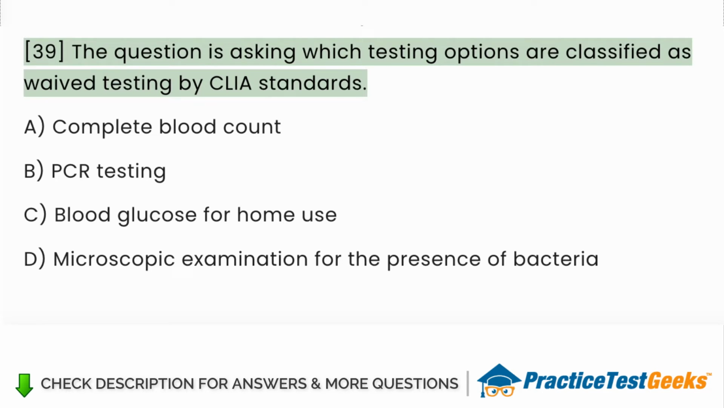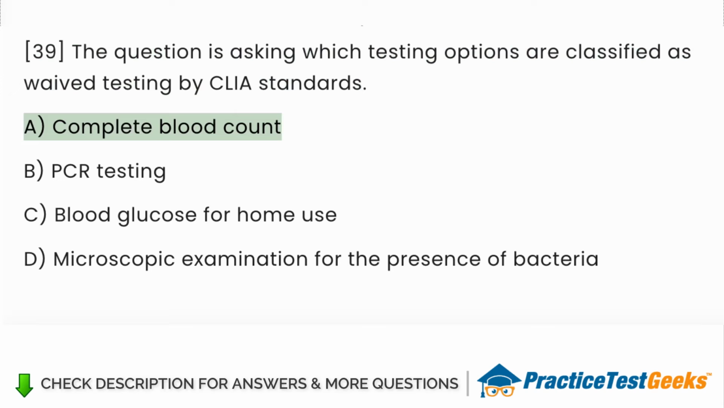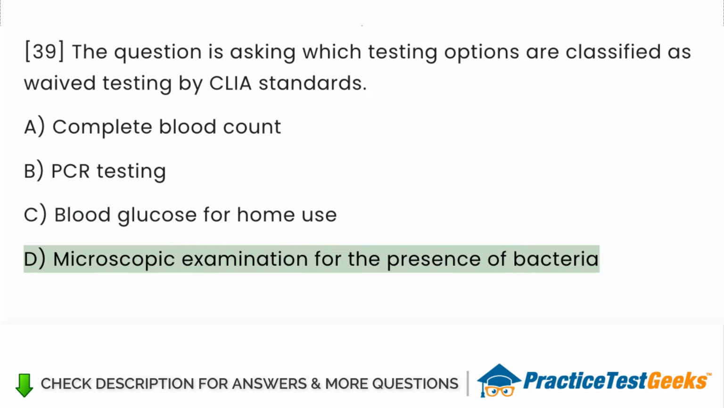The question is asking which testing options are classified as waived testing by CLIA standards. A. Complete blood count. B. PCR testing. C. Blood glucose for home use. D. Microscopic examination for the presence of bacteria.